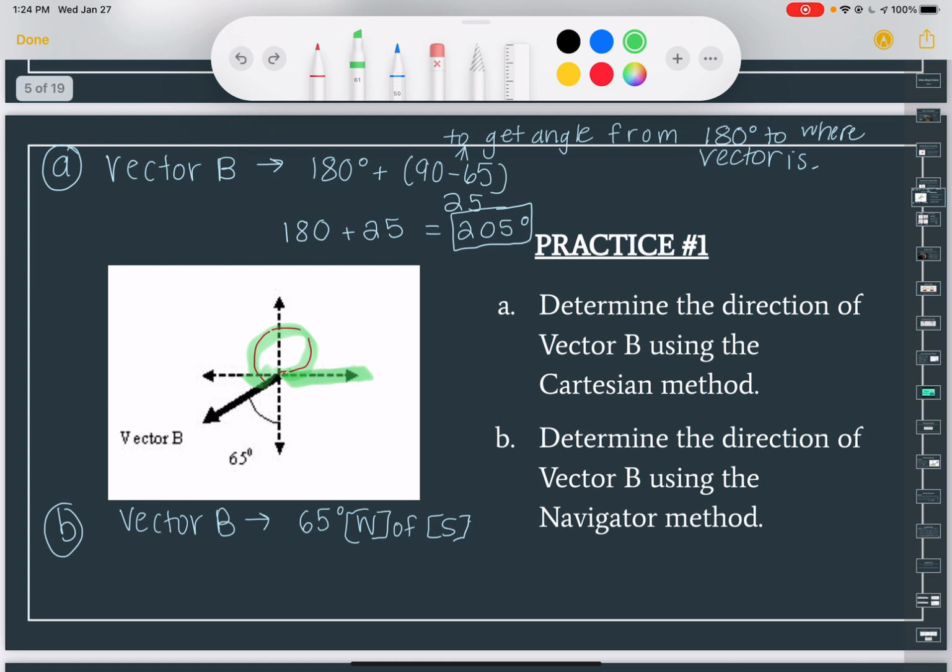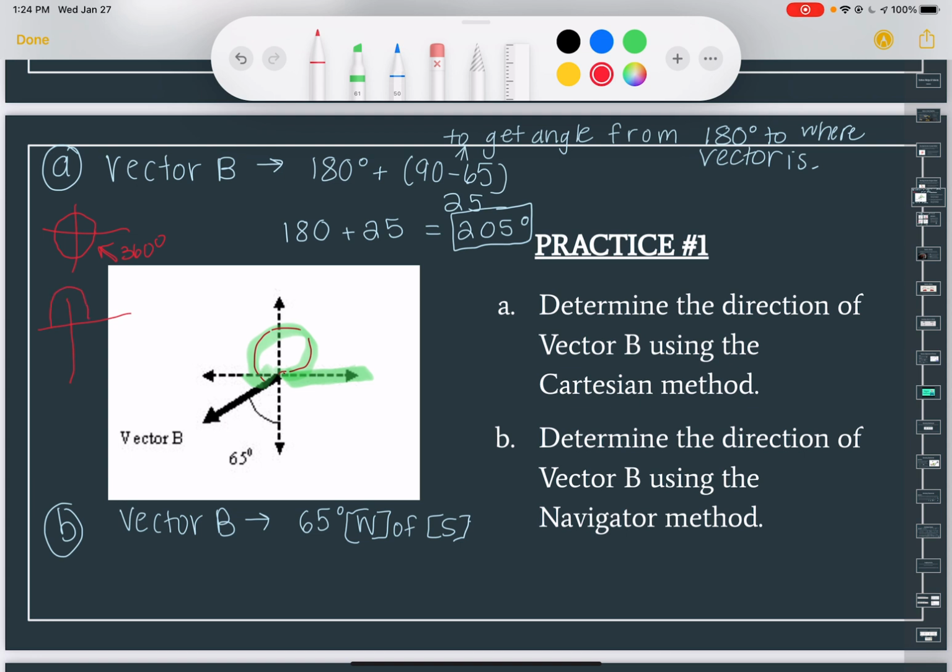To do that, I hope you know this, but if you don't, that's okay too. You'll know it now. This whole thing, if we were to go around the whole circle, make a circle, that is 360 degrees. And that's maybe something you should know.